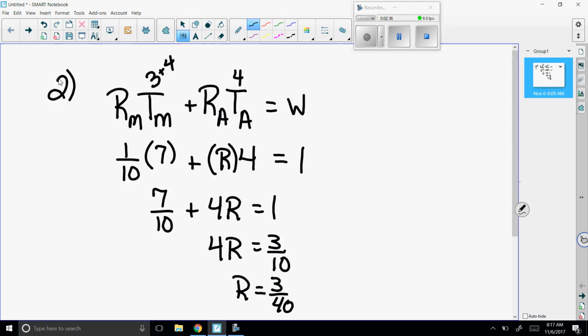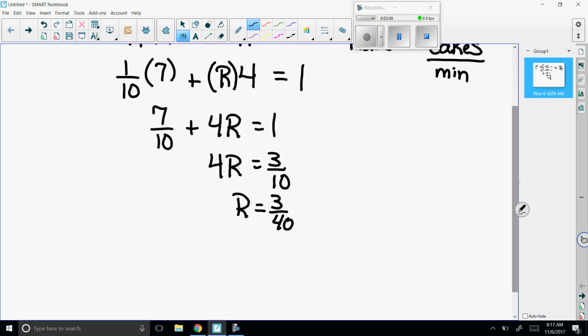How long will it have taken Antoinette to eat the entire cake alone? Is that what we solved for? If you look at the rate, that's rate. What are units for rate? Yes. Your rate is in cakes per minute. So if you look at your answer, it's 3 cakes per minute. What do they ask you for? How long will it take her to eat 1 cake alone?